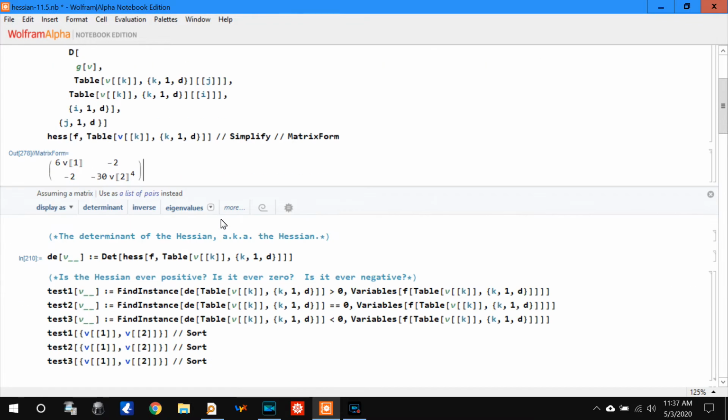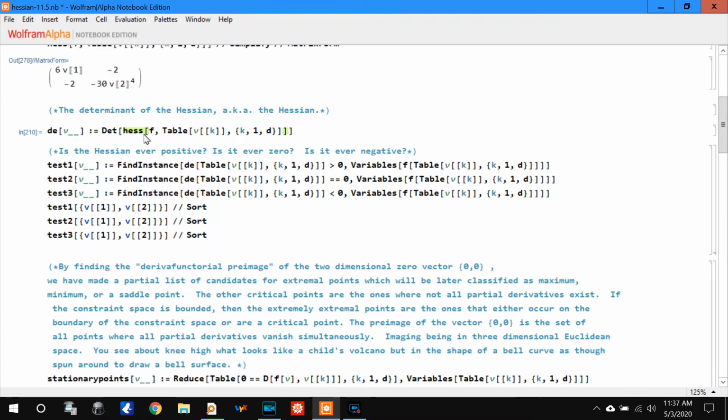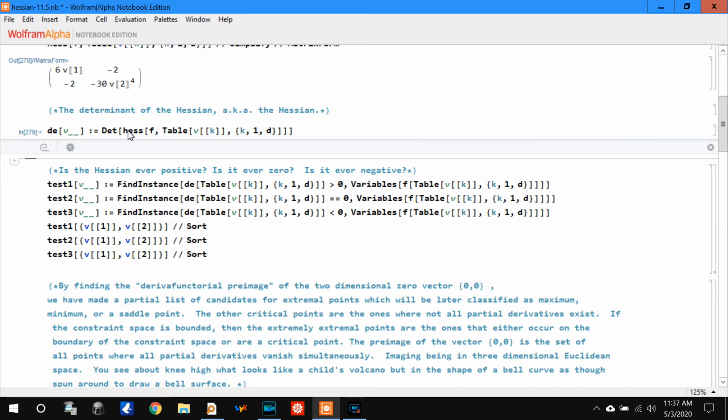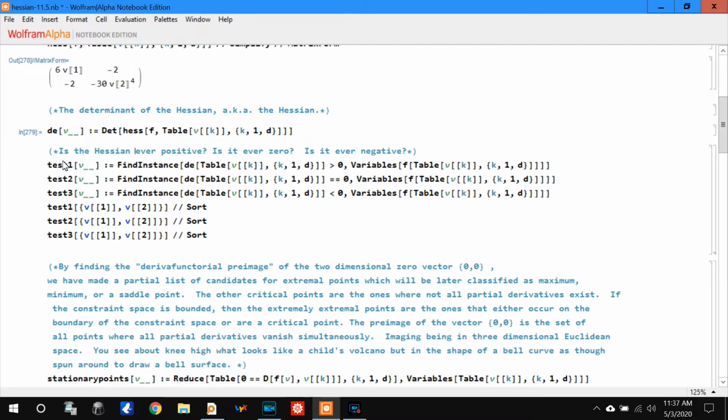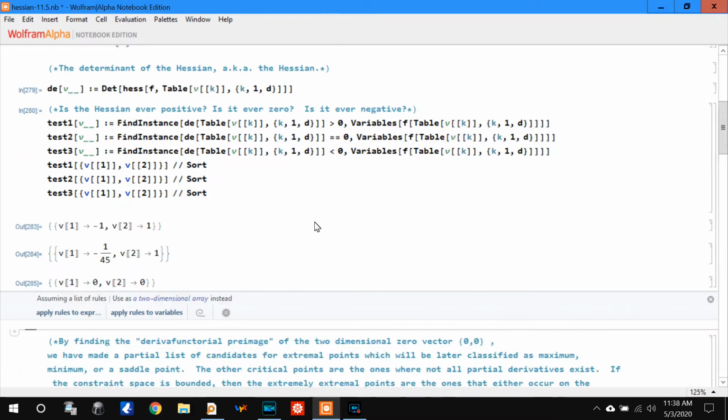Now, it's going to tell you a bunch of things. First of all, let's look at the determinant of the Hessian. The determinant of the Hessian is also known as the Hessian, by the way. Now we're going to ask the question, is the Hessian ever positive? Is it ever zero, and is it ever negative? Because if the determinant is zero, that means something, and if the determinant is positive, something else, and if it's negative, that tells you something else. It might tell you that it's never negative, which means something. Let's take a look.